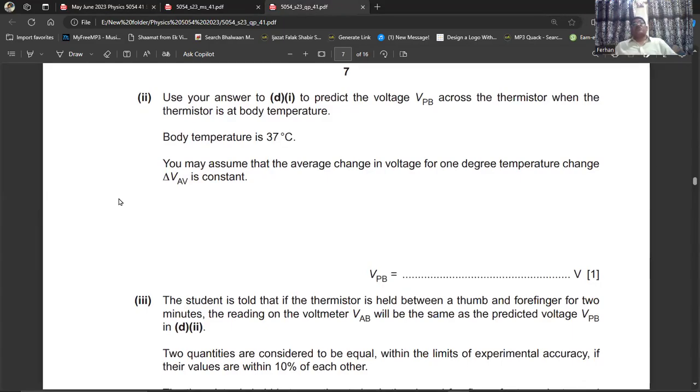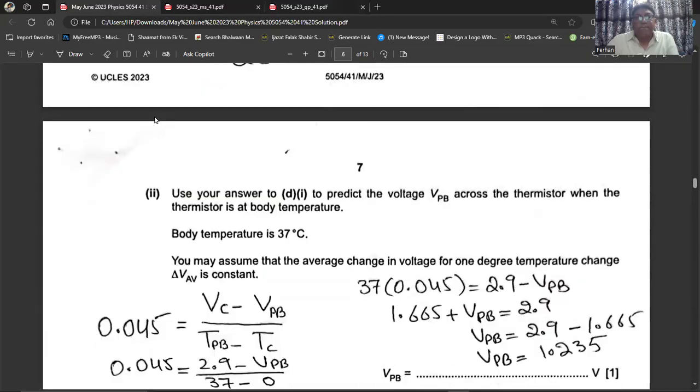Use your answer to D first part to predict the voltage VPB across the thermistor when the thermistor is at body temperature. The body temperature is 37 degrees centigrade. You may assume that the average change in the voltage for 1 degree temperature change, delta V, is constant. Okay. Now you see it's a little tricky story.